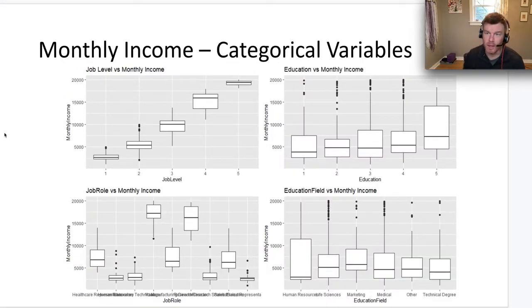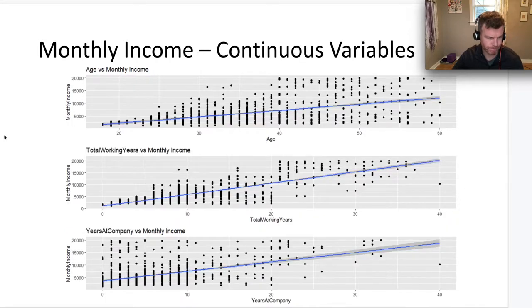As we delve into monthly income, we looked at categorical variables first, and with the categorical variables, we're really trying to find something that can showcase what the differences between income were. Job level, as you can see in that upper left box plot, is a very great example of what we want to see for a regression equation. Job role was interesting as well. That would be something that we will look at. But education and education field, while they seem promising, we don't believe that we will be including them in the final model.